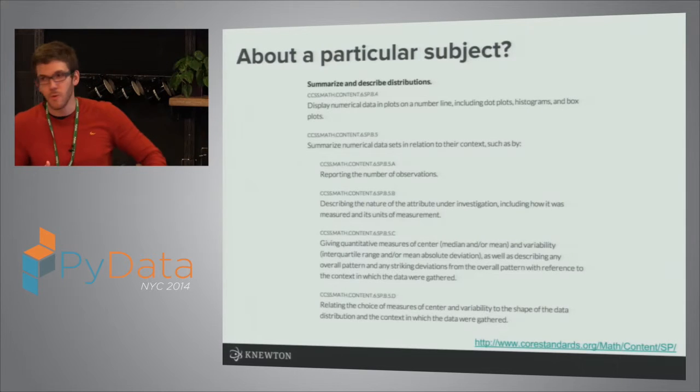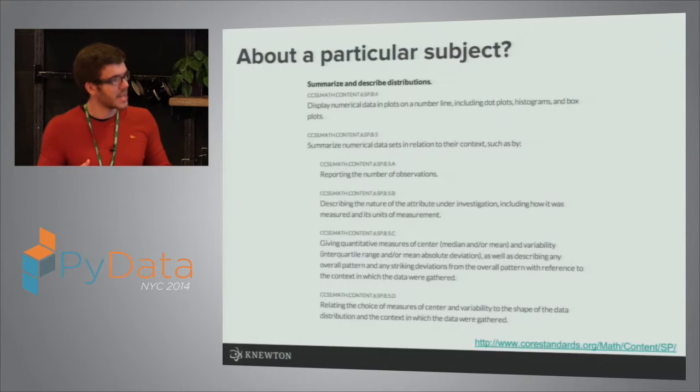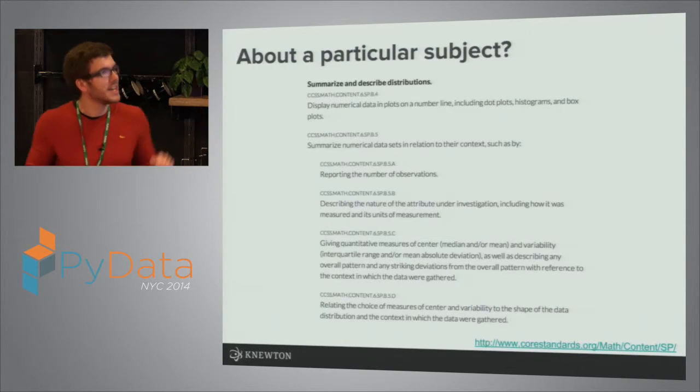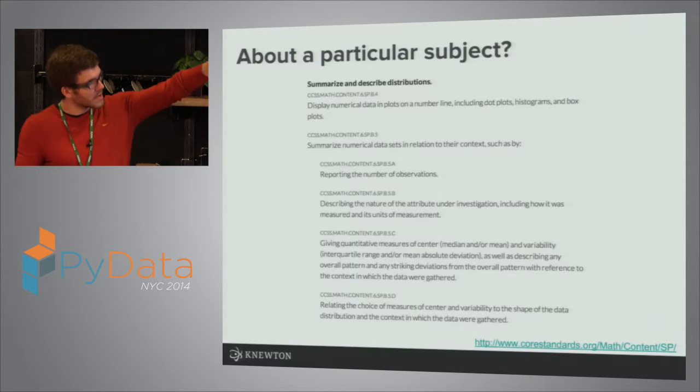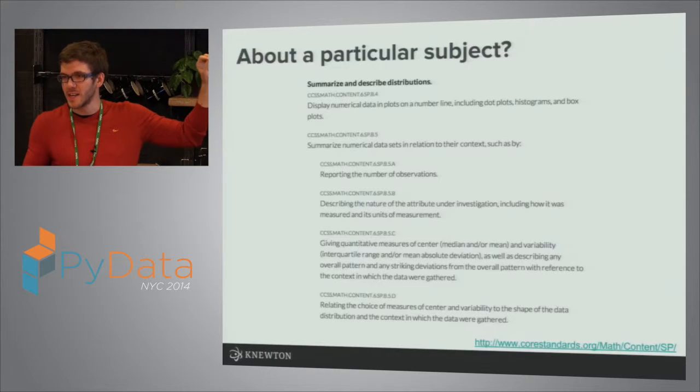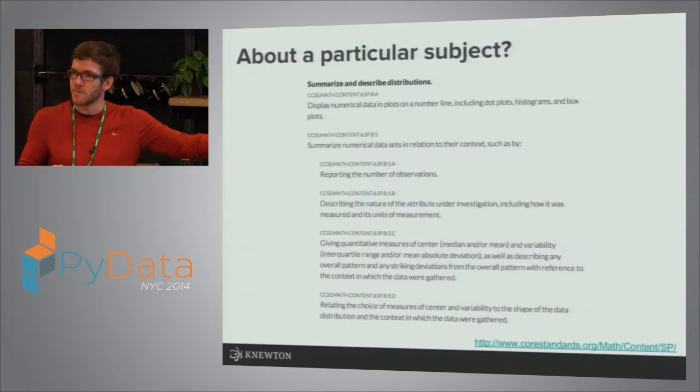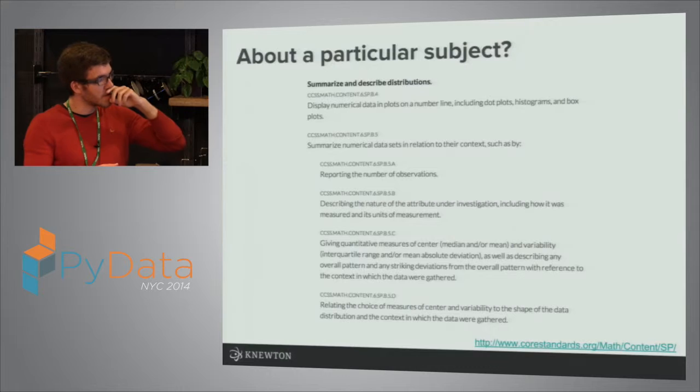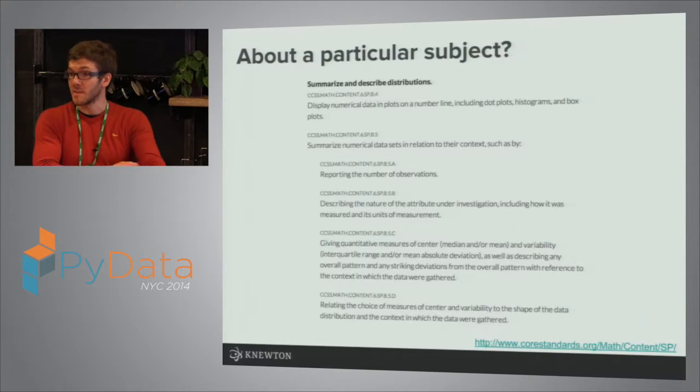So this is part of the Common Core standards for 6th grade statistics and probability. That's the P at the bottom. And you can see there's this whole hierarchy of subjects. Summarizing and describing distributions: you can display numerical data in plots on a number line. That's one big sub bullet point there. Another one, summarize numerical data sets in relation to their context, and that has even more sub bullet points. So you can imagine asking this question of what subject we are even assessing them on.